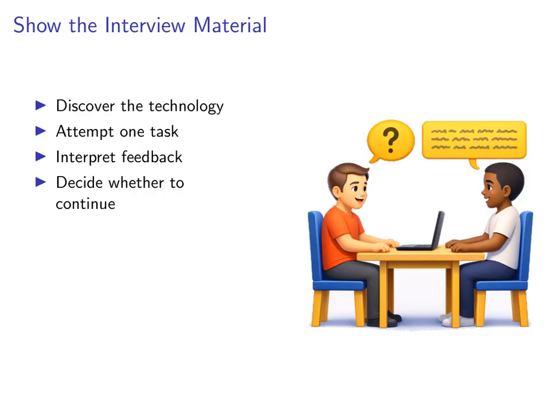The 14 interviews followed the same broad path. Students described how they first found CampusLink, attempted 1 task, interpreted the feedback on the screen, and decided whether to continue. The interviews are labeled Participant 1 through Participant 14. We will not treat one memorable quote as the whole dataset. Instead, we will examine small units from all 14 interviews.